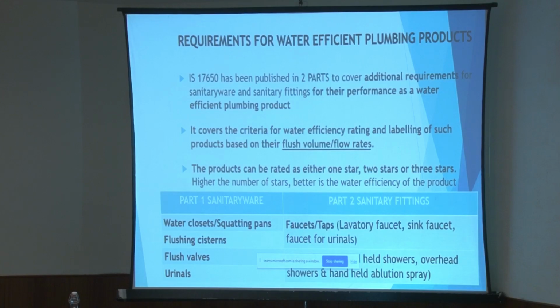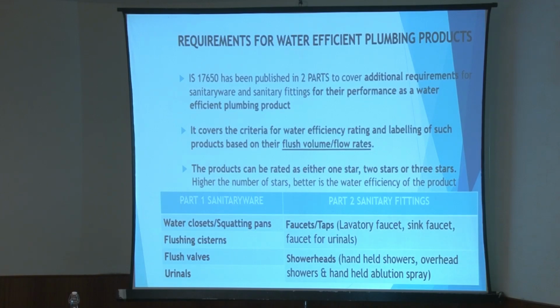It covers the criteria for water efficiency rating, in which we provide rating and labeling of such products based on the flush volume and flush rates. The products can be rated as 1 star, 2 stars, or 3 stars, just as we have ratings on our electrical equipment like AC and fridge. So the higher the number of stars, the better the water efficiency of the product. Sanitary ware, to give an example, includes water closets, squatting pans, flushing cisterns, wash basins, urinals, and for sanitary fittings, faucet taps and shower heads, including handheld showers and overhead showers.